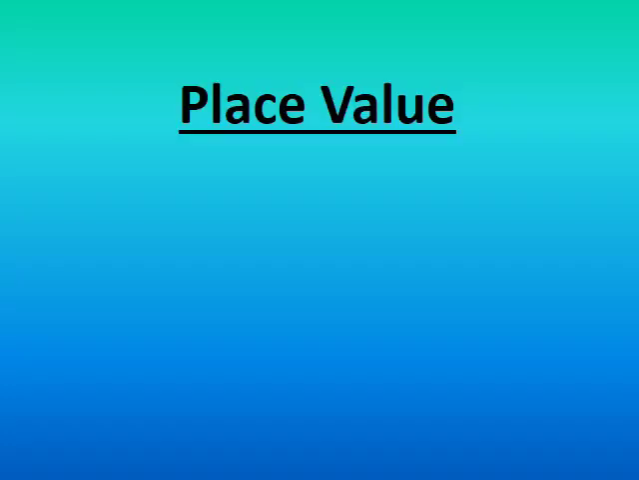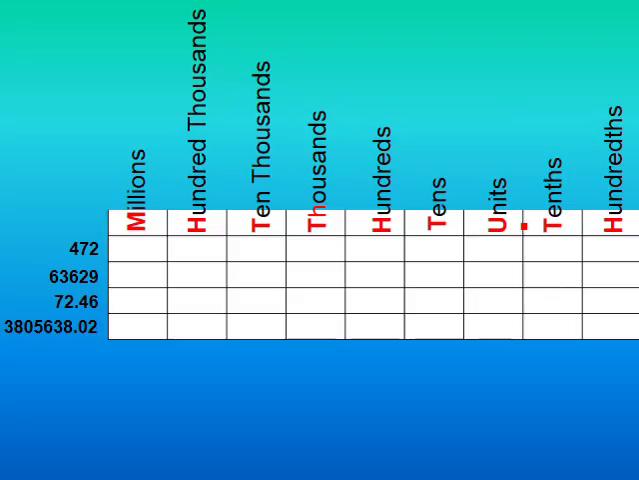This is a quick video to show you about place value. Place value just looks at what each value within a number represents. So for 472, the 4 represents the 400, the 7 represents tens, and the 2 is the units. If we were to write that in this table, 472, the 4 would be in here, then 7 and 2. That is the number 472 written in the correct position.